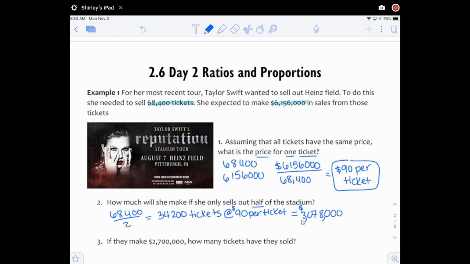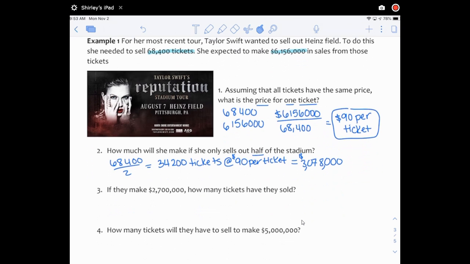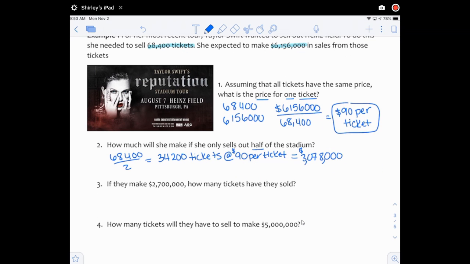If they make $2,700,000, how many tickets have they sold? So these are the type of problems where our understanding of a proportion really comes into play. So we're going to set up a proportion, start with your two fractions. And then what is important is to keep everything organized and make sure your labels line up.